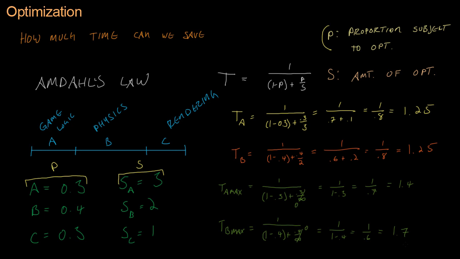So you see we can get much more speed up if we focus on the physics, which makes sense because the physics takes up the largest part of our execution time right here, 0.4, whereas the other two sections take up only 0.3. So the big takeaway here is when we're deciding which part of our program we want to optimize the most, we go for the biggest slice. What is taking up the most time?